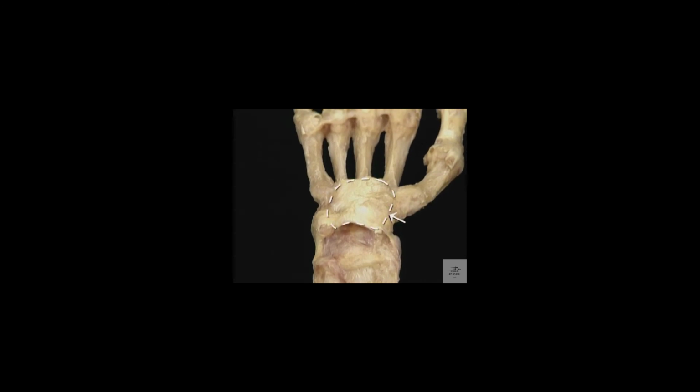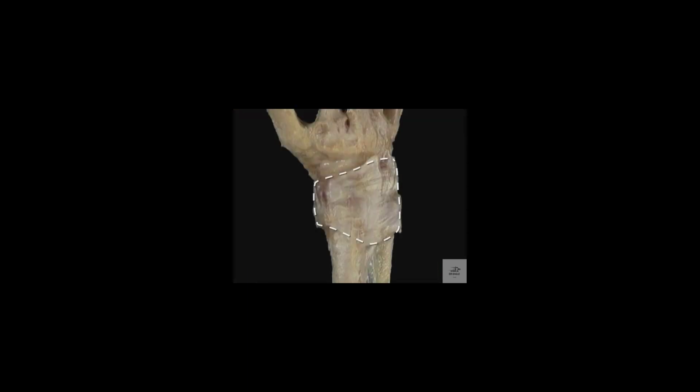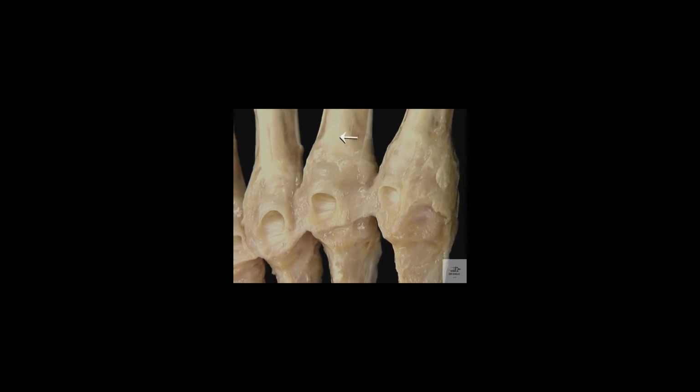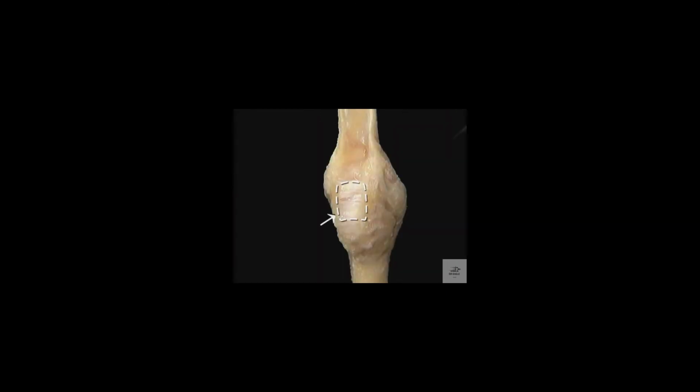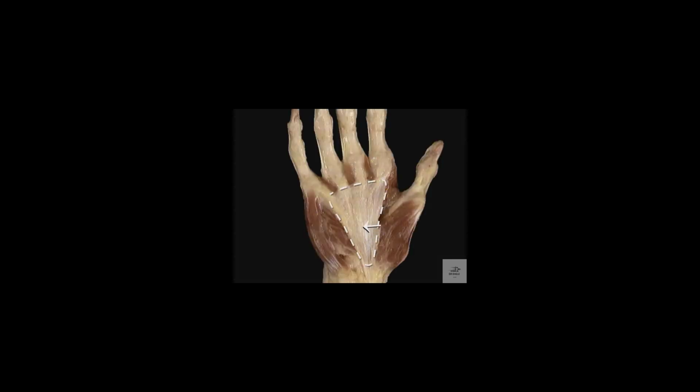Here's the flexor retinaculum and the side tunnel for the ulnar nerve. The extensor retinaculum, the flexor tendon sheath, the palmar plate, the collateral ligaments of the MP joint, the extensor mechanism, and the palmar aponeurosis.